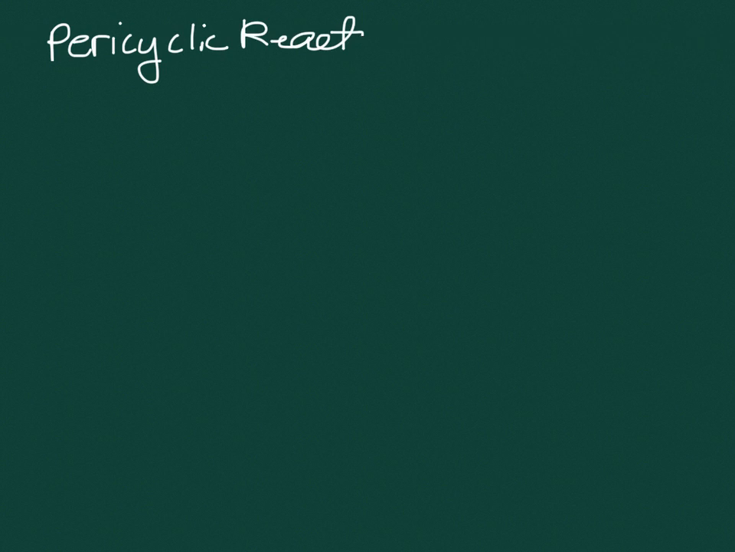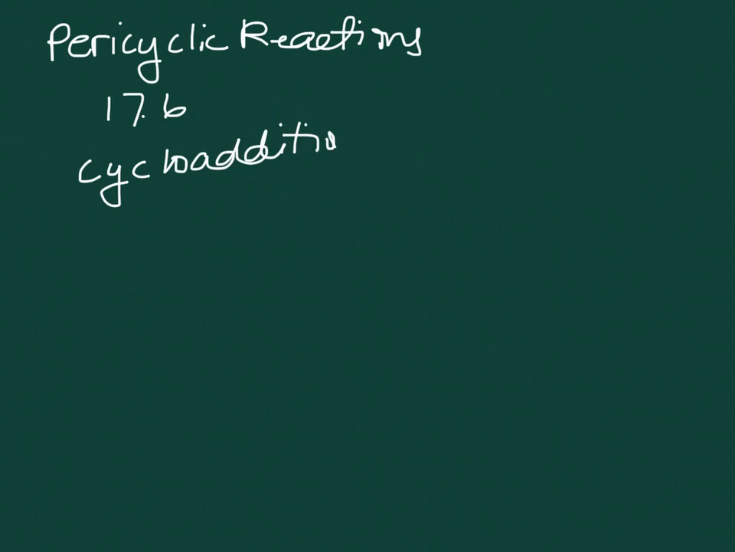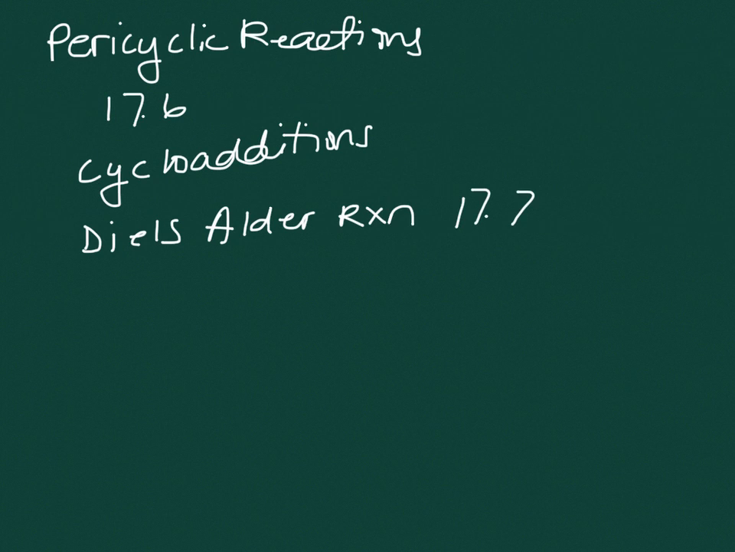Now we're going to look at a class of reactions called pericyclic reactions. These reactions are briefly described in 17.6. We are going to focus on cycloadditions, and particularly we're going to look at what's called the Diels Alder reaction. So this brings us to section 17.7.